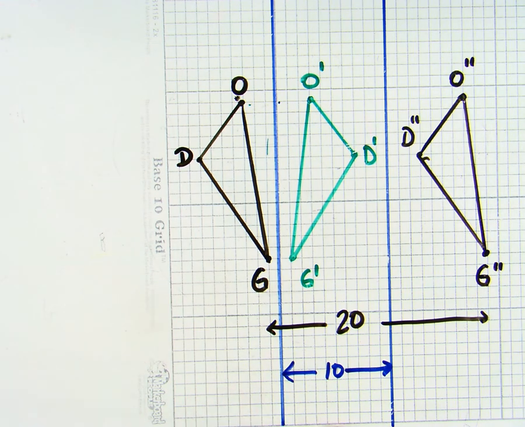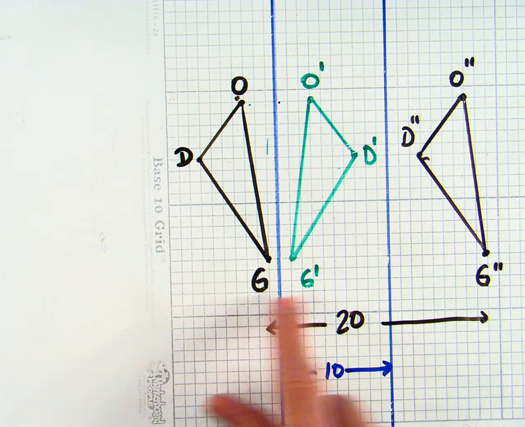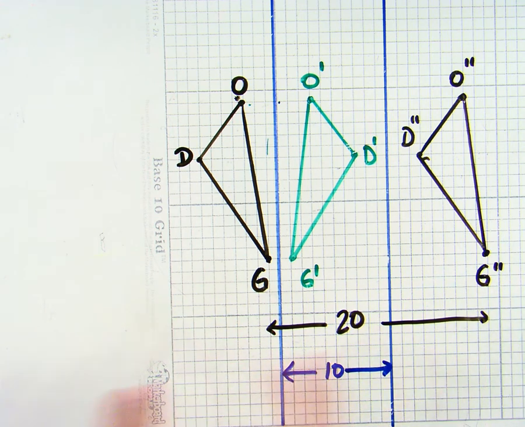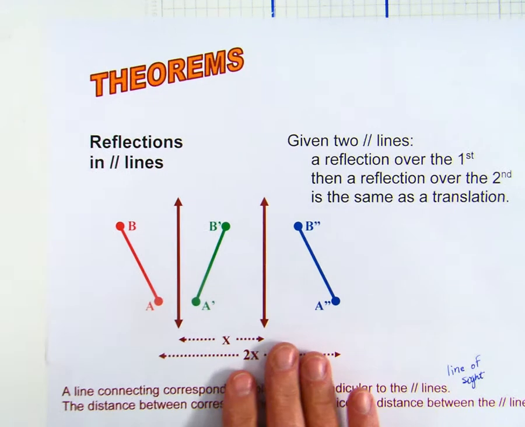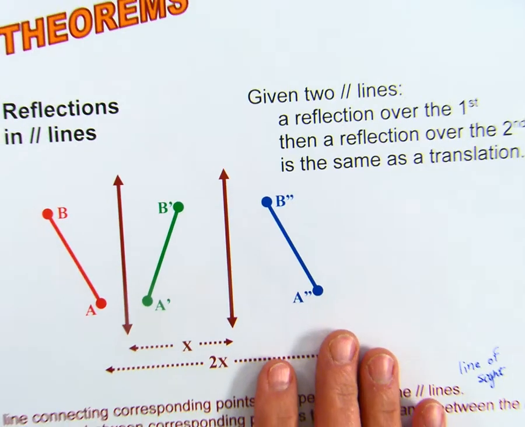So 2 reflections in parallel lines. The parallel lines are 10 units apart. The result is a translation that's 20 units. That sounds like a theorem. And indeed it is. Here it is.